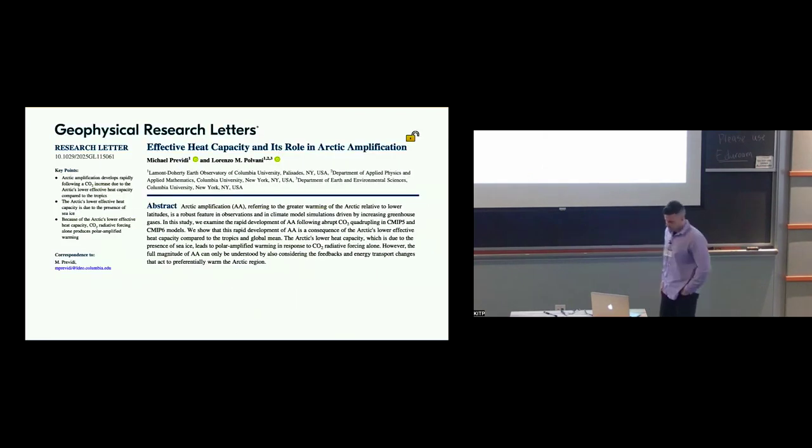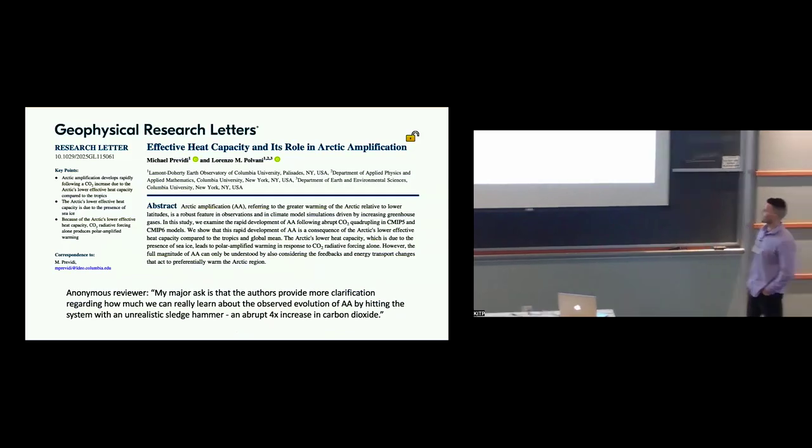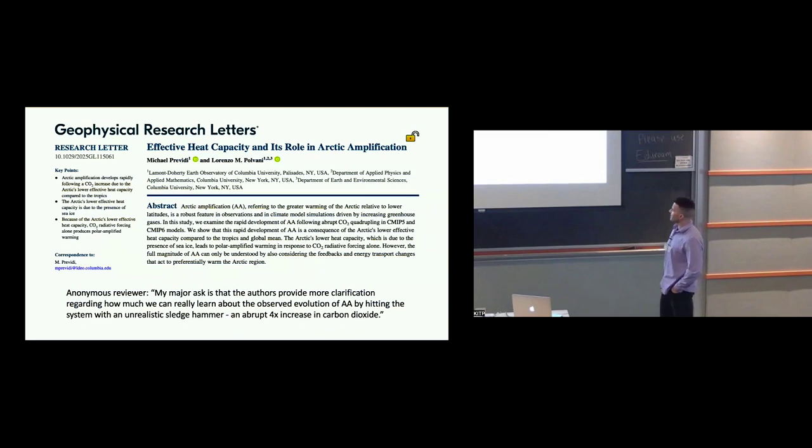So this work that I've just described has appeared very recently, within the last few weeks, in GRL. During the course of our reviews, we had one comment from a reviewer that I just wanted to highlight here. They said, "My major ask is that the authors provide more clarification regarding how much we can really learn about the observed evolution of AA by hitting the system with an unrealistic sledgehammer, an abrupt 4 times increase in carbon dioxide." And my response to this in the reviews was kind of very hand-wavy, and I said, just because the forcing is unrealistic doesn't mean we can't learn something about the real world from it.